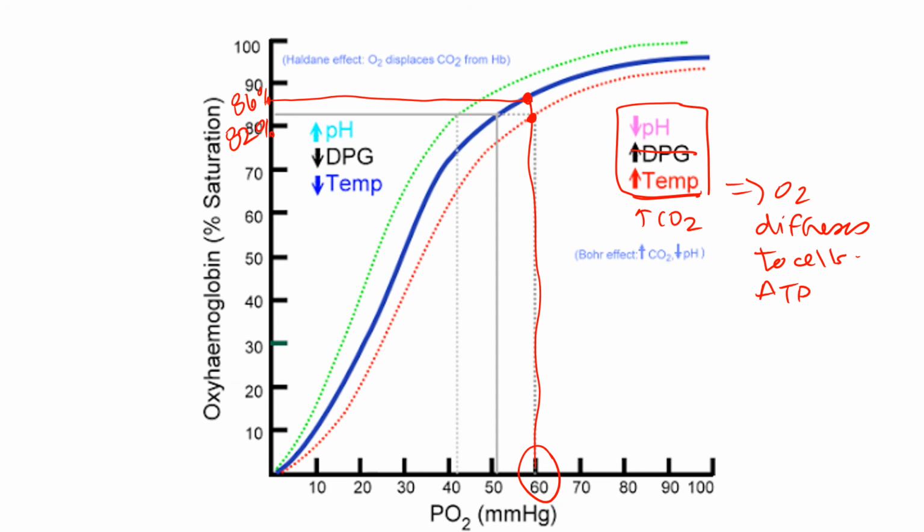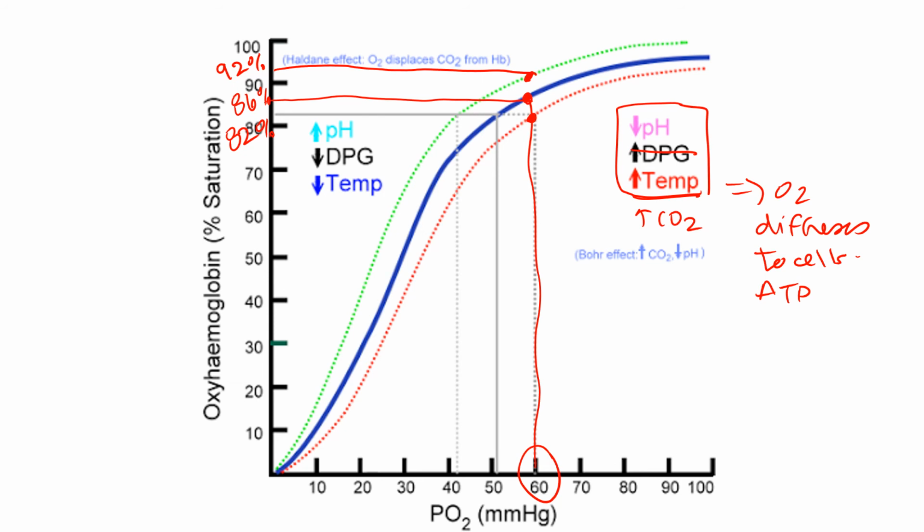Let's talk about the same number. Let's say that you're at 60 millimeters mercury. This time, let's say that you're cold. Notice this time we're going to shift to that left dotted line. Let's draw a line across. Let's say that puts us at 92%. Okay, so now we say we've increased saturation because we've got more oxygens bound to the hemoglobin.